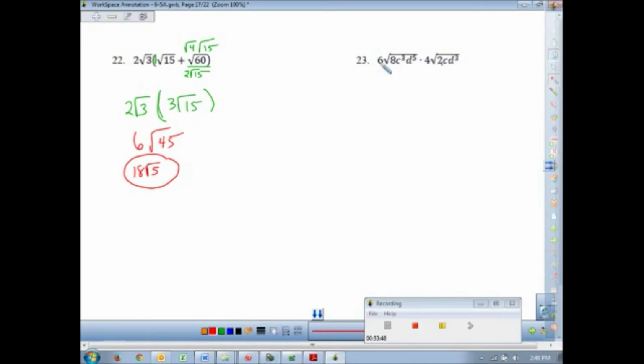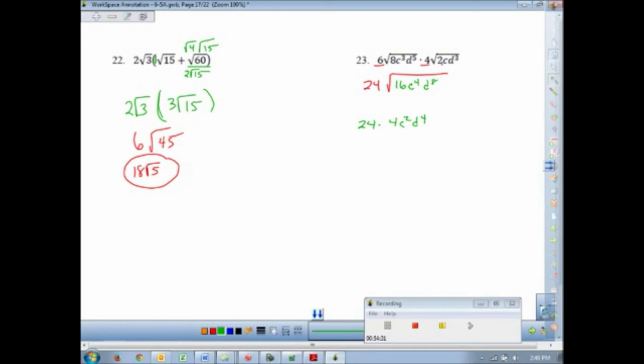You have to take the 6 times the 4 also and get the 24. And then you'd get radical 16 c to the 4th d to the 8th, right? You just multiply all that stuff together. And lucky us, that whole square root is nothing but a perfect square, just like your homework quiz today, piece of cake. It becomes 24 times 4c squared d to the 4th. And of course, we just have to multiply 24 times 4.